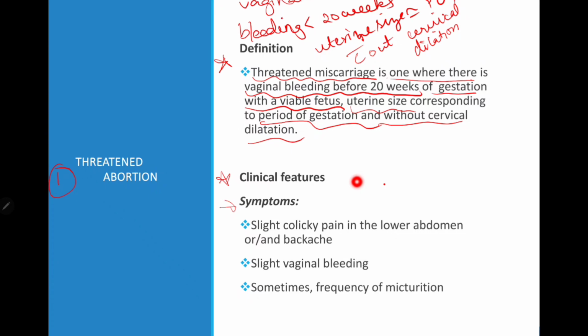The patient is going to get a slight colicky pain in the lower abdomen or a backache. Next is slight vaginal bleeding, very slight vaginal bleeding. Sometimes frequency of micturition is going to be there.